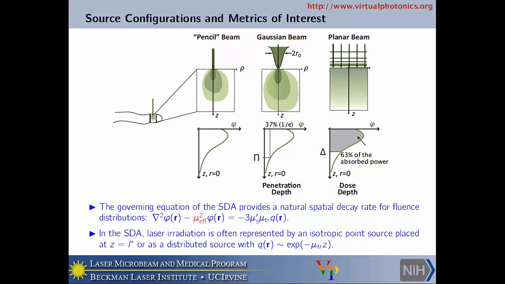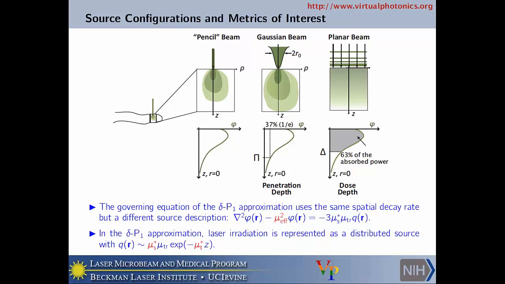The thing that's important here is that I just mentioned that this value of 1 over mu effective governs this decay of light in the tissue, but it is also sensitive to how the source decays. It turns out that in the standard diffusion approximation, the source decays according to 1 over the transport coefficient. This reciprocal is a length scale called the transport coefficient, and it gives you the characteristic length scale that light will absorb or isotropically scatter in the tissue. So that is another important length scale in the standard diffusion approximation.